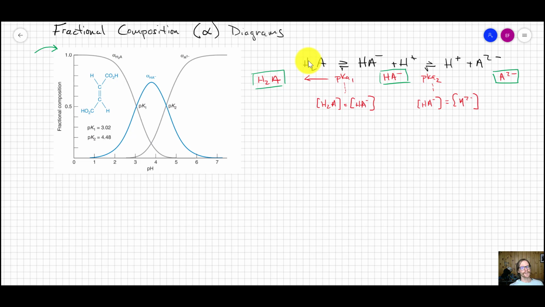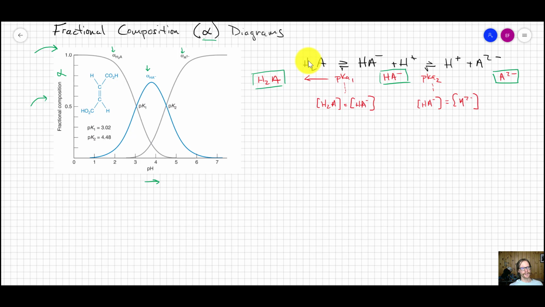So in a fractional composition diagram, old school textbooks will call these alpha diagrams because the fractional composition is denoted as alpha. That's what you see here in the labels, alpha of each of these species. The y-axis, or the ordinate axis, here is alpha. It's the fractional composition from 0 to 1. What percentage of the solution is that particular species? At any moment in time, at a given pH, the alphas of the three possible species here will add up to 1. And then, of course, all of this is a function of pH.